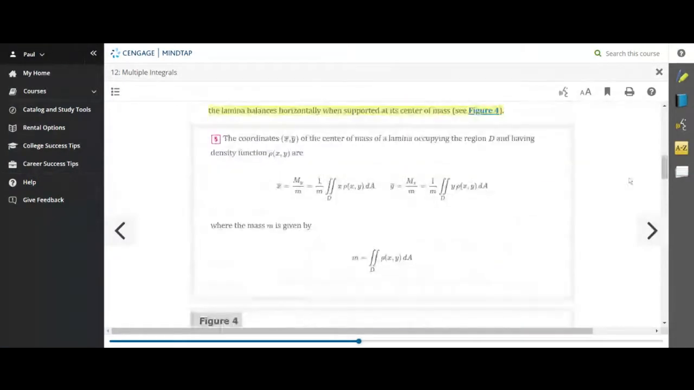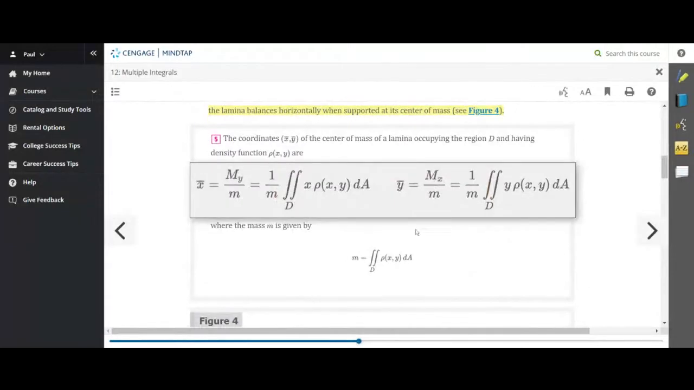The way you find the center of mass is you take your moments about the x-axis and y-axis and divide that by the mass, m. I'm sorry, that's how you find the coordinates for your center of mass, the x bar, y bar.